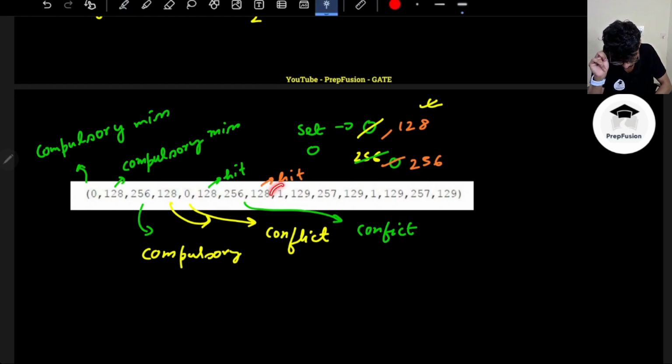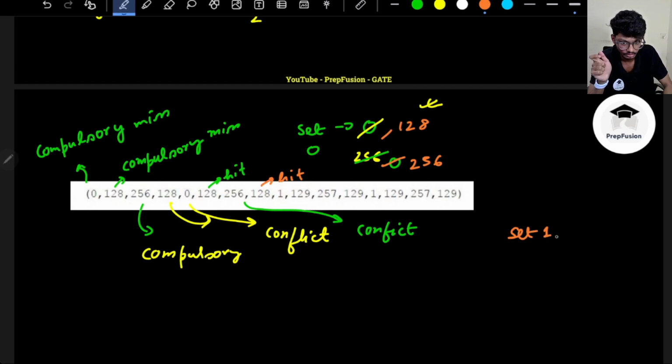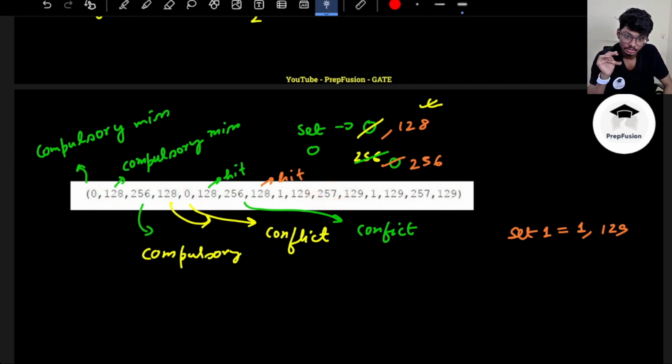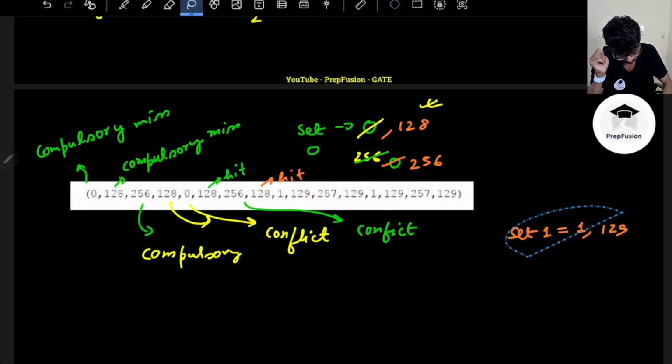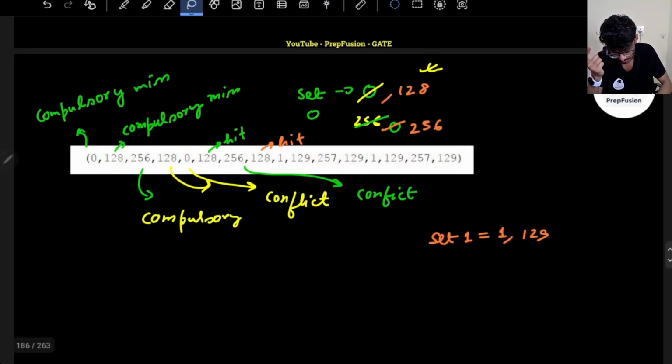Now I am calling 1, so where will 1 be placed? 1 will be placed in set 1. In set 1 I will have 1, so that is only 1. Next I have 129, so where will I place 129? 129 will be placed in set 1 only, because 129 mod 128 is 1. Now 256 mod 128 is also 1 only.